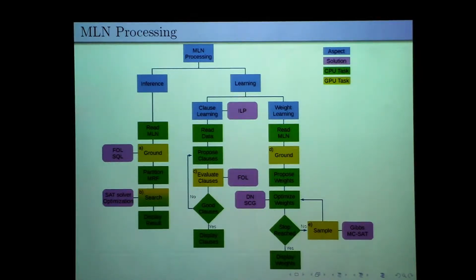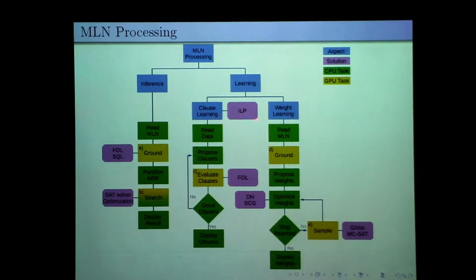Well, here we can see all the MLN processing steps. The inference step requires learning, reading the MLN, the grounding process, which we accelerate with GPUs, the partitioning of the Markov random field, which is a task left to the CPU, then the search step, which is both a CPU and a GPU task. They both work together to solve the problem. Finally, we display the results.